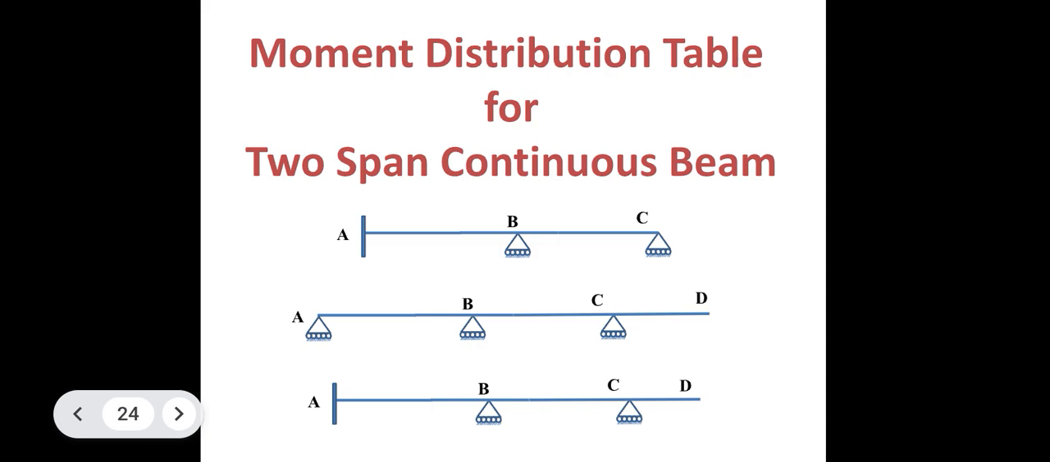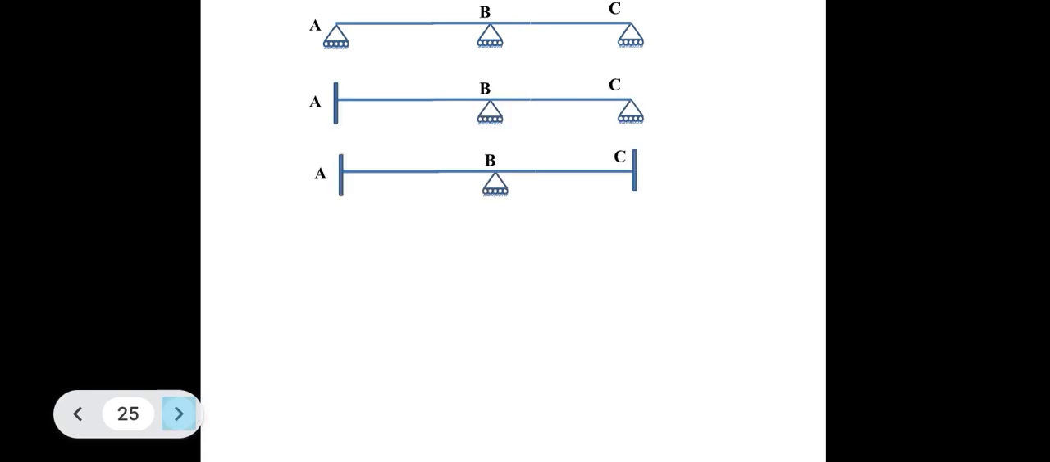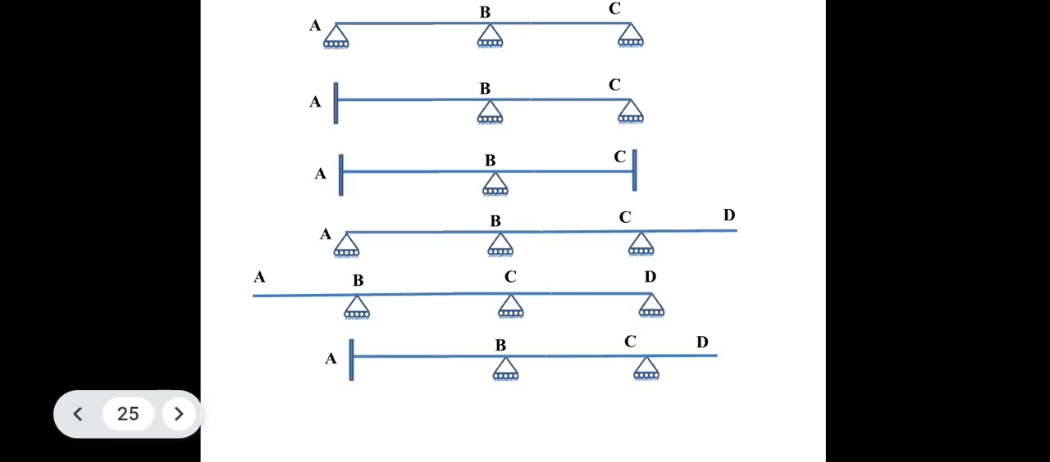Now let us discuss how to prepare the moment distribution table for a two span continuous beam. There are various possible cases of two span continuous beam. In the first diagram, both end supports are simple. In the second, one end is simple and another end is fixed. In the third, both ends A and C are fixed. In the fourth, support A is simple and support D is an overhanging support. Like that, there are different cases, and we should practice the moment distribution table first of all.